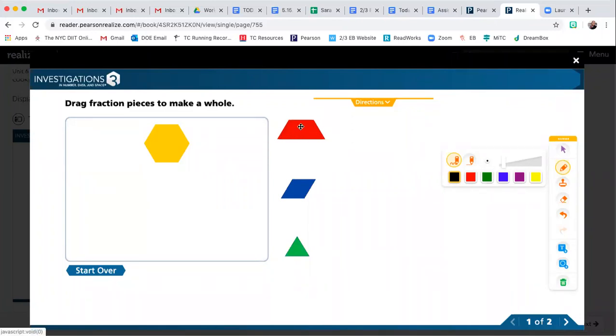So here are the pattern blocks. We have the red one here, the red trapezoid. We have the blue one here and the green triangle. So I want to ask, how many red shapes do you think it would take to make a whole hexagon cookie? Also, how many blue shapes do you think it would take? And then how many green shapes do you think it might take? Give me a second just to think about it, take a guess.